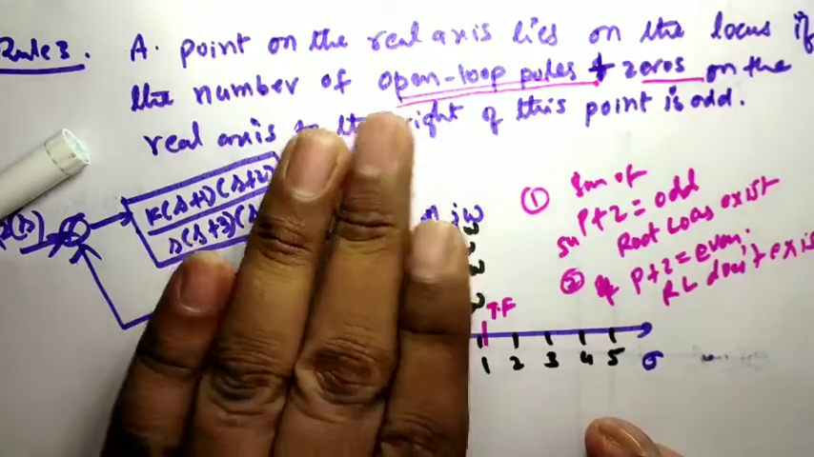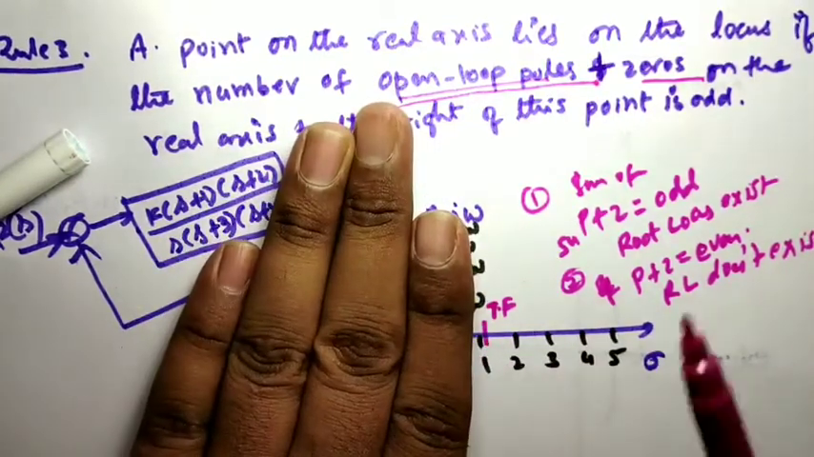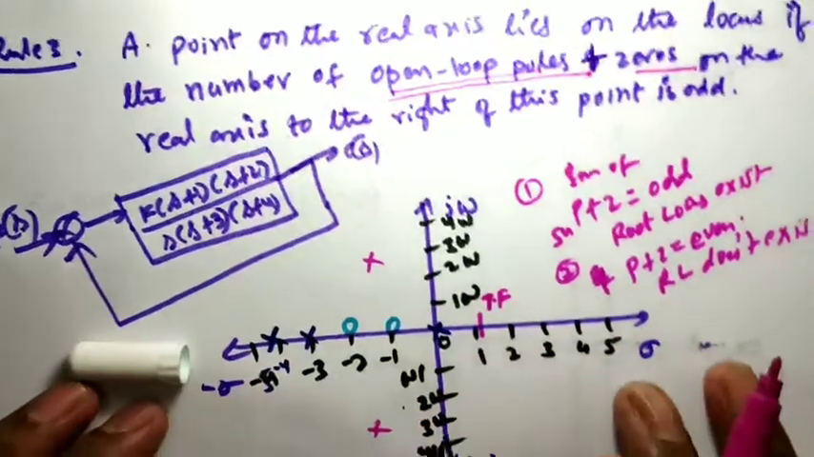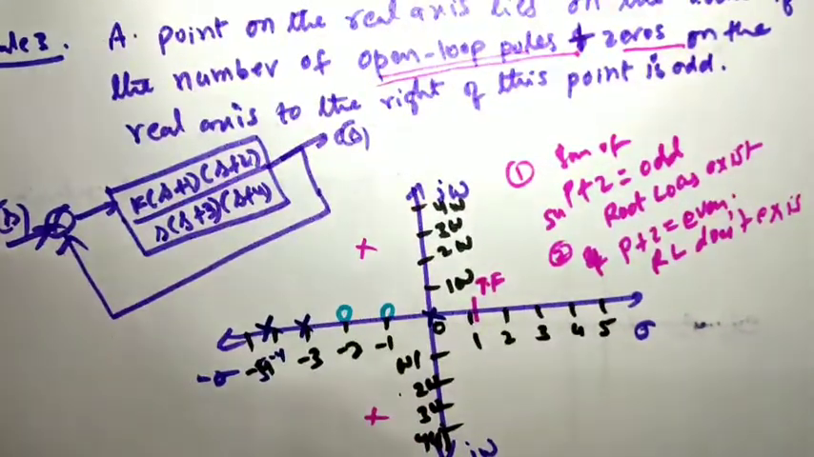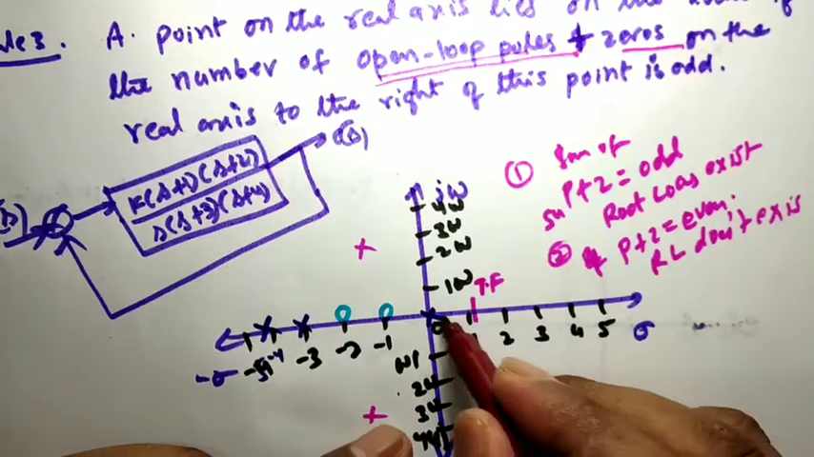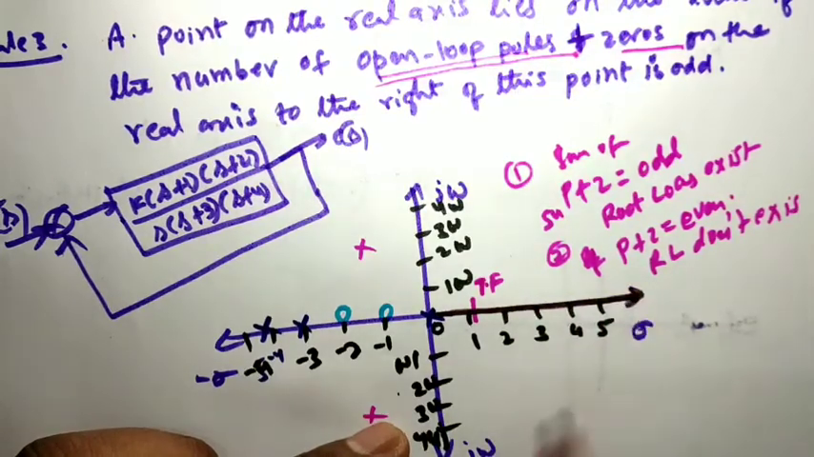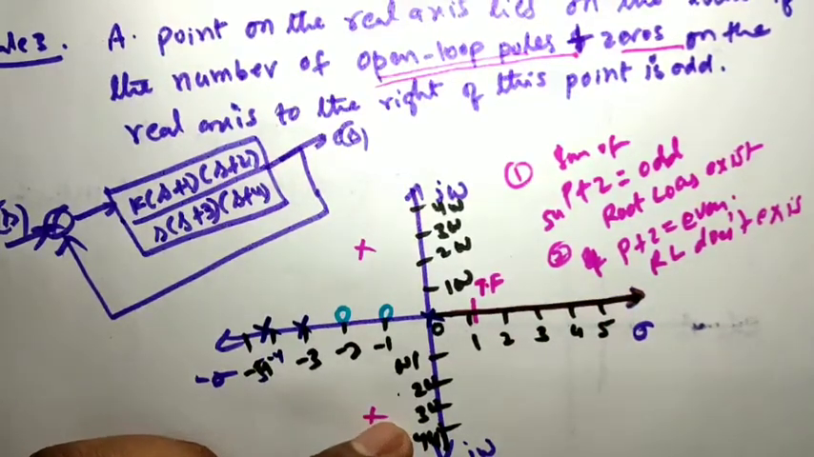If you take this test point, how many poles and zeros are to the right of it? There are 0, and 0 is an even number. So I have taken this test point from this pole to the entire positive side, so this entire portion will not belong to the root locus path, right?